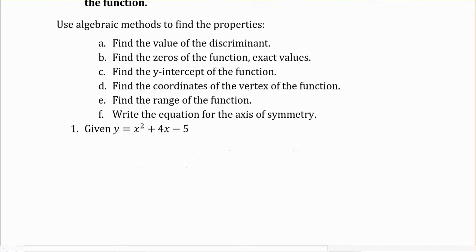Okay, so for these ones, we're just going to go through A to F and go over some of the stuff we've done already. So A says find the value of the discriminant. Remember the discriminant was that b squared minus 4ac, the part under the square root in the quadratic formula. So b in this case was, maybe I'll put them over top, that was b, right in front of the x, that was a, and then minus 5, that was c.